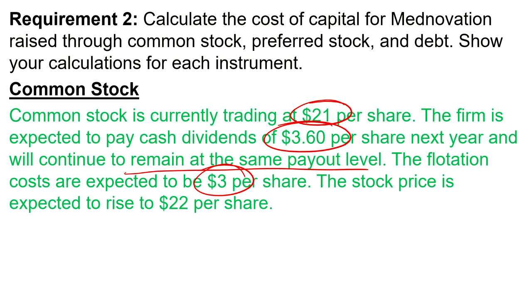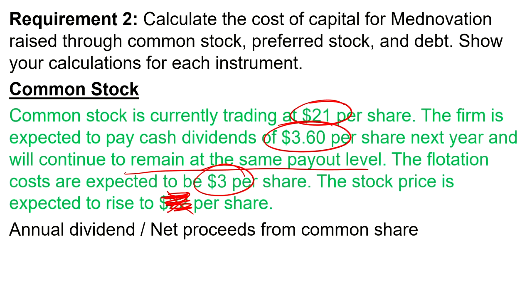We have stock that's out there in the marketplace, but this is going to be a new issuance of stock. And the stock price is expected to rise to $22 per share, which, if we think about it, we don't care about. We can cross that out, really, because we don't use anything with an expected value of the share to make our calculation. So the cost of it's going to be the annual dividend divided by the proceeds from the common share. That's it.